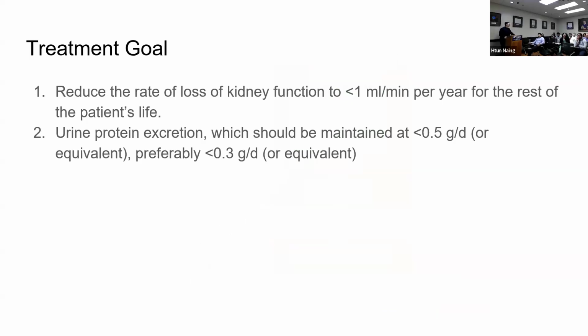And the treatment goal for IgA nephropathy, if you want to treat a patient, is to reduce the GFR decline to less than 1 ml per minute per year for the rest of the patient's life. And proteinuria excretion traditionally used to be less than 1 gram, but with the new guidelines, it's less than 0.5 gram in 24 hours, preferably less than 0.3 gram.